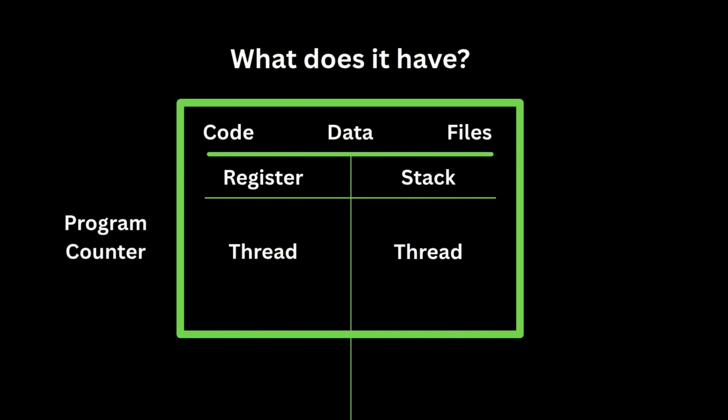So, what does each thread have? Each thread has its own program counter, stack, and registers. However, all threads in the same process share the same code, the same data, and the same files. This sharing allows threads to work together efficiently, but it also means that they need to be carefully managed so they don't interfere with each other.